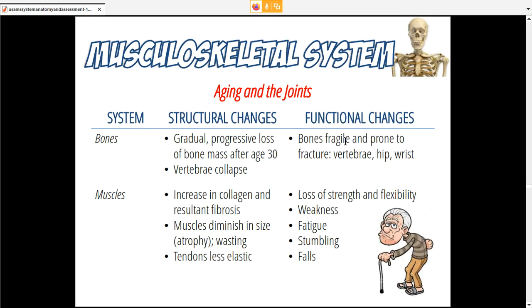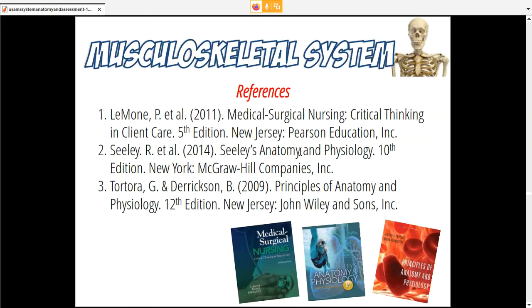Okay, so then coming to aging and the joints. In the bones, there is a gradual and progressive loss of bone mass after 30 years, and vertebral collapse also happens. Then functional changes: bones become fragile and prone to fracture, at the vertebrae, hip and wrist. Then muscles: there is an increase in collagen and resultant fibrosis, and muscles diminish in size, called atrophy or wasting. Tendons become less elastic. Okay, so the functional changes are loss of strength and flexibility, weakness, fatigue, stumbling, and falls. These are the functional changes you can identify in the muscles and bones.